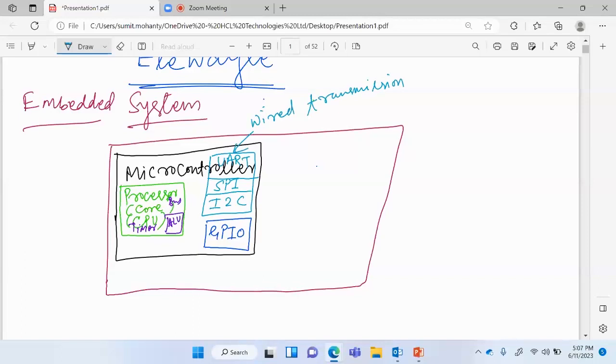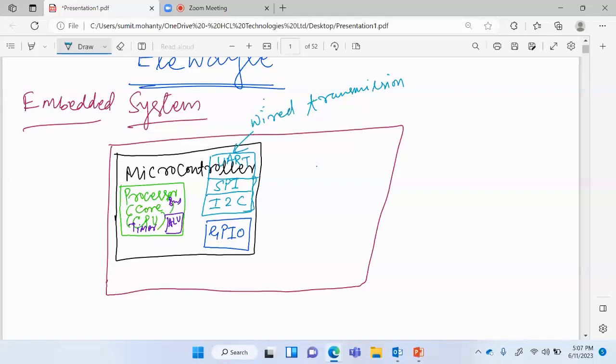That means the data will be transmitted by wire, whereas UART is asynchronous transmission. Asynchronous means just by a single wire you can transmit the data. SPI and I2C, the serial peripheral interface and inter-integrated circuit, these two are used for synchronous transmission.